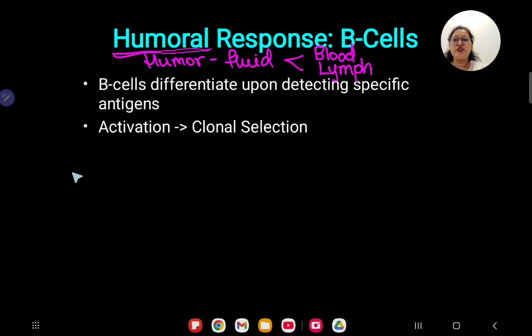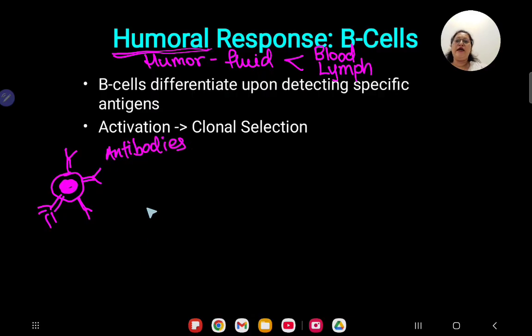The B cell differentiates upon detecting specific antigens. So let's assume that this is our B cell. This B cell, on its surface, has certain Y-shaped proteins called antibodies. These are the Y-shaped proteins that you see. They are known as the antibodies. I will quickly label them as antibodies.